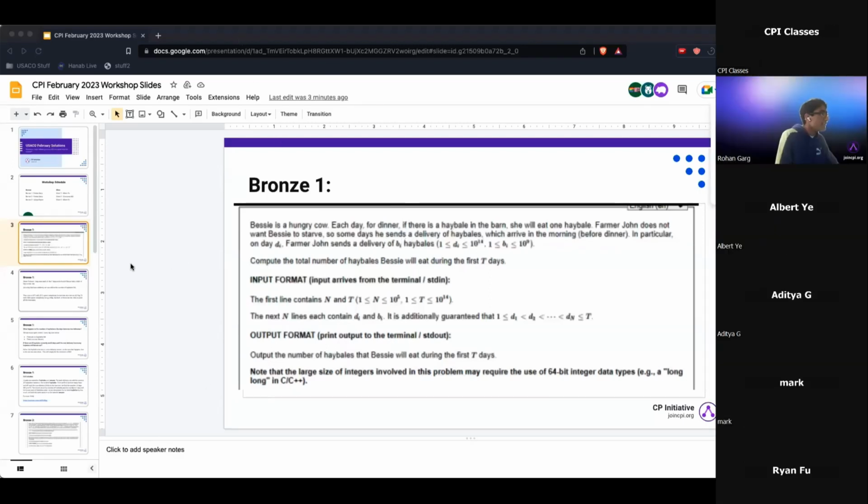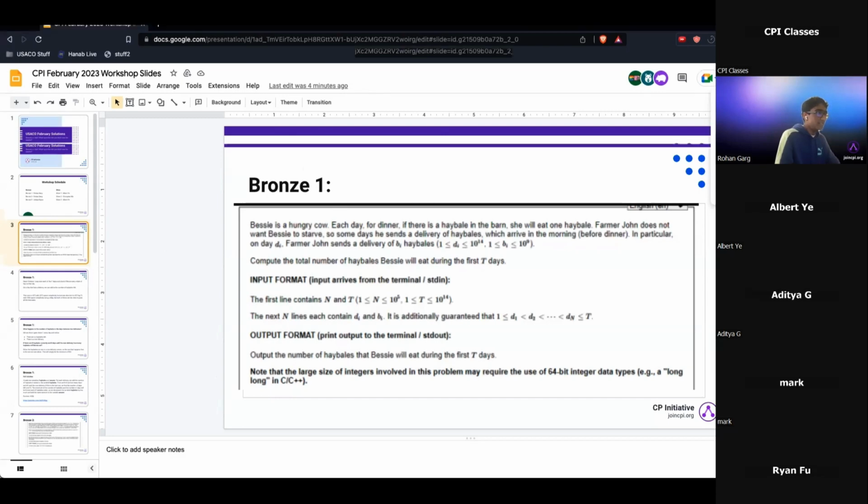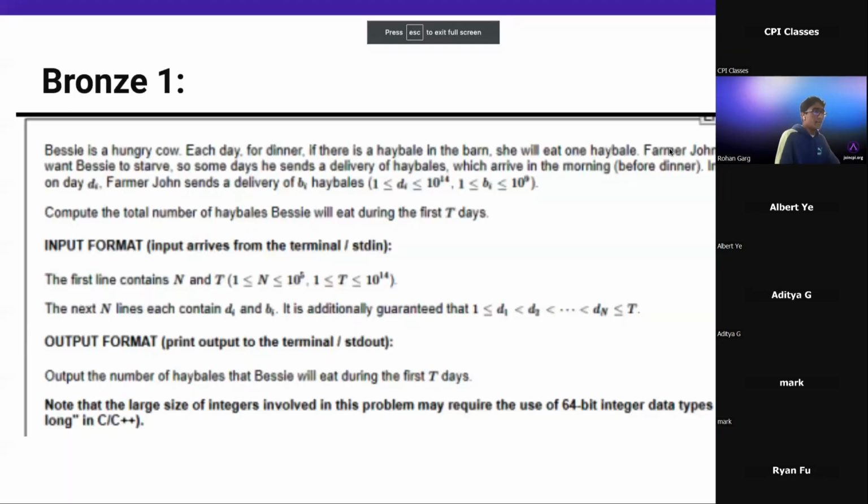Hello everyone. I'll be going over Bronze 1 and Bronze 2, starting with Bronze 1. The problem asks: Bessie's a hungry cow. Each day for dinner, if there's a hay bale in the barn, she will eat one hay bale. Farmer John does not want Bessie to starve, so some days he sends a delivery of hay bales, which arrives in the morning before dinner. In particular, on day d_i, Farmer John sends a delivery of b_i hay bales.